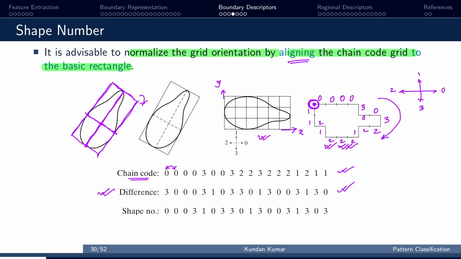So the differential Chain code will be invariant to the initial point, and that code will be called the shape number. For this, we have to consider the maximum or minimum number obtained using this differential Chain code in a circular manner.